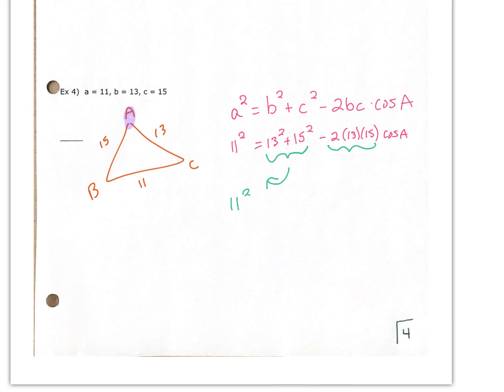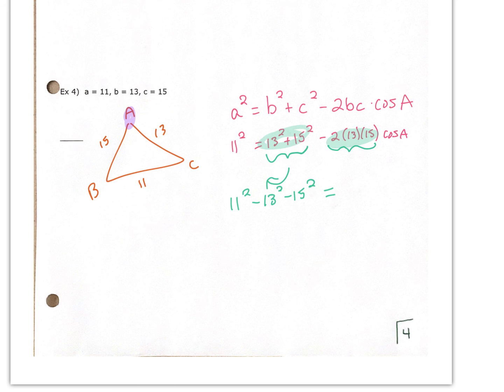So we want to do 11 squared minus 13 squared minus 15 squared equals, and then we've got to figure out what that negative 2 times 13 times 15 is equal to. Okay, so these are two important separate entities. The tendency is to want to combine that negative 2 and the 13 and the 15 with those squared values, and that will totally mess up all of your math, because that 13 squared and 15 squared are not getting multiplied by that cosine of A. Okay?